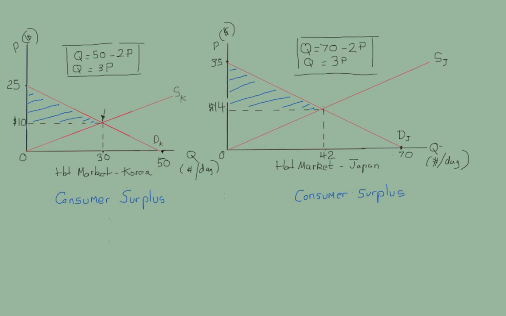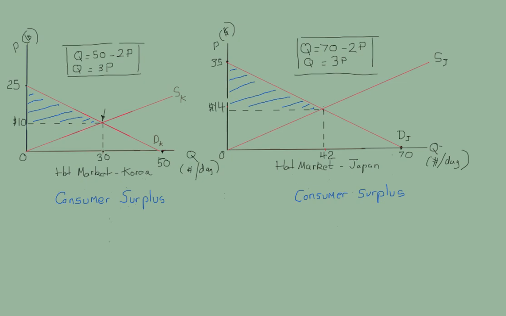Okay, in the last video we established the domestic equilibrium and autarky for Korea and Japan in the hat market, and you can remember that we came up with an equilibrium price of $10 for Korea and $14 for Japan. And I've sketched in the areas of consumer surplus for both countries, and if you aren't sure what consumer surplus is, then please take a look at the Khan Academy video on consumer surplus, but briefly, it's the value that consumers get from participating in this market over and above that which they pay.